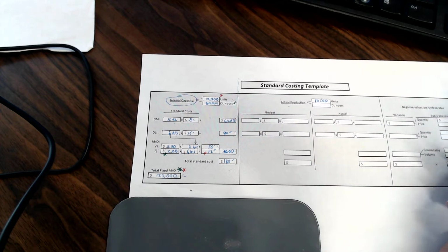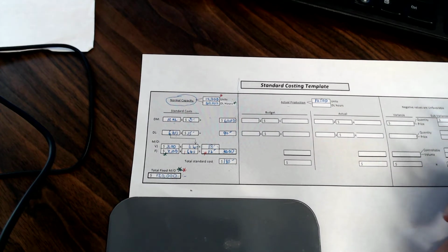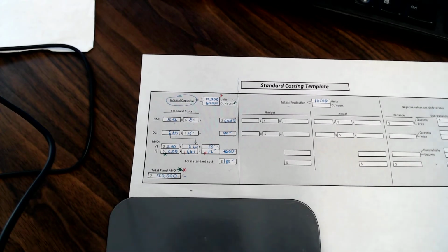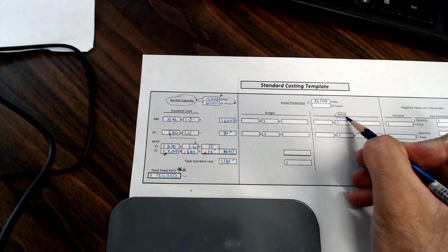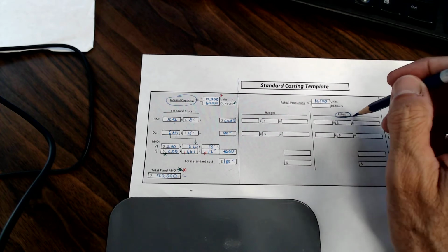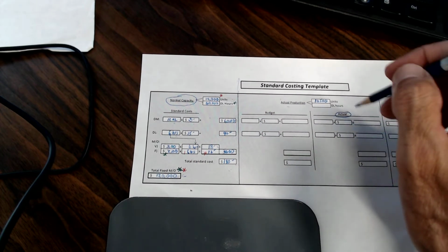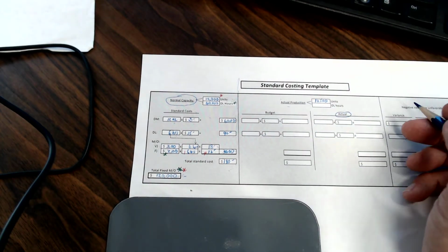We produced 10,500, and now we check our accounting records to see what we bought in materials, what we paid for in labor, and what my actual manufacturing overhead costs were. So that's what this is: actual. This comes right from the accounting records. This is what I actually paid, what it actually cost to make these 10,500 units.